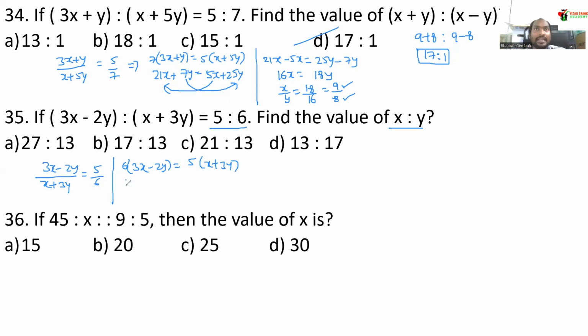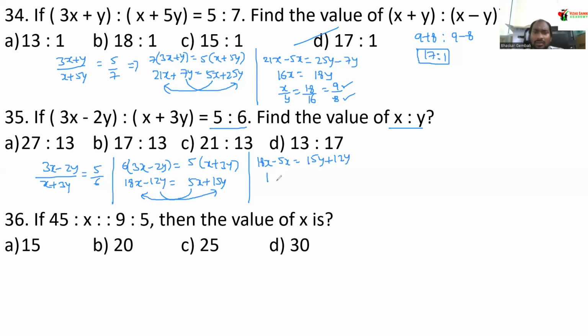6 into 3 is 18. So 18x minus 6 into 2, that is 12y, equal to 5 into x, 5x plus 5 into 3, 15y. So x goes that side, y comes this side. Now x goes this way and y comes this way, so 18x minus 5x. Okay, I will write the step. 18x minus 5x equal to 15y. Minus 12y, when it comes this side, what happens, plus 12y.